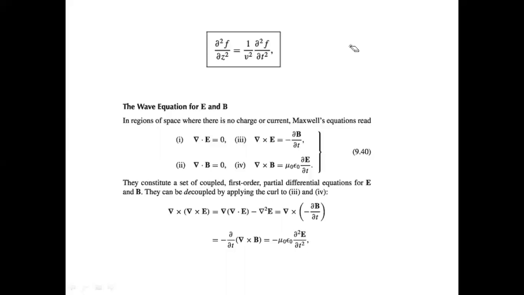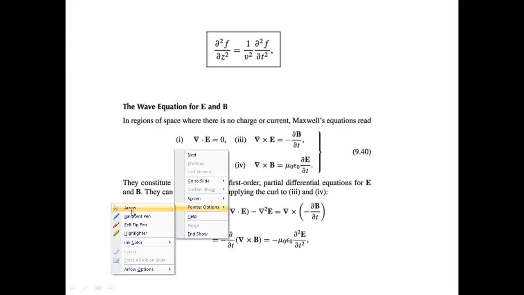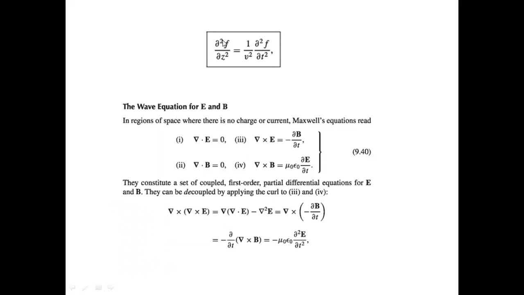In this lecture, we are going to see about electromagnetic waves, the nature of electromagnetic waves that arises out of Maxwell's equations. So, I'll use the pointer tool now. You recognize that this is the wave equation, and we'll compare it with the wave equations for E and B that we derived using Maxwell's equations now.